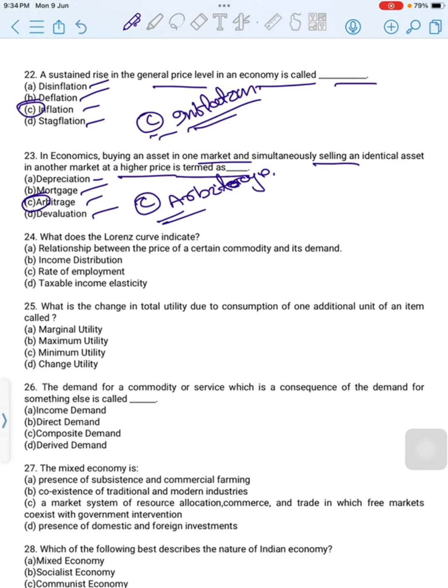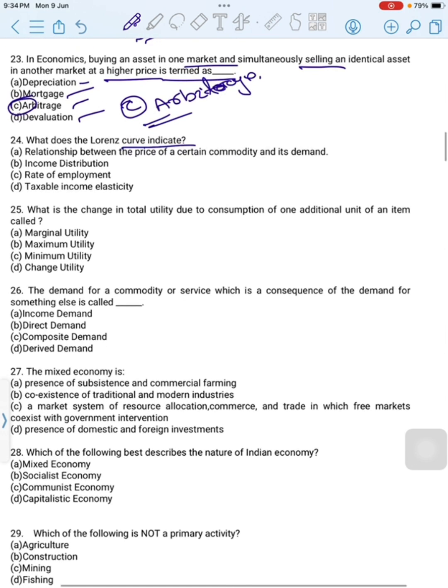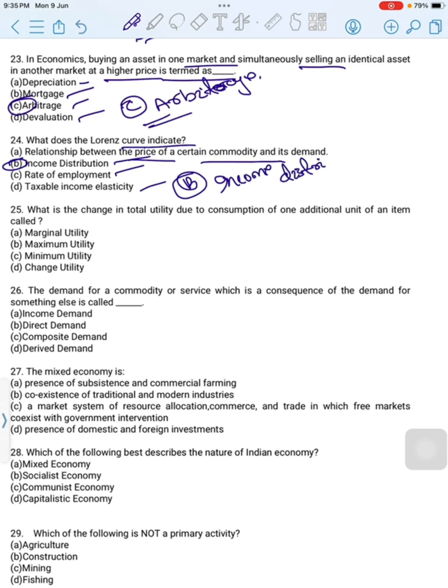What does the Lorenz curve indicate? First option is the relationship between the price of a certain commodity and its demand. Second option is income distribution. Third option is rate of employment. Last option is taxable income elasticity. Then the correct option is option B, income distribution.